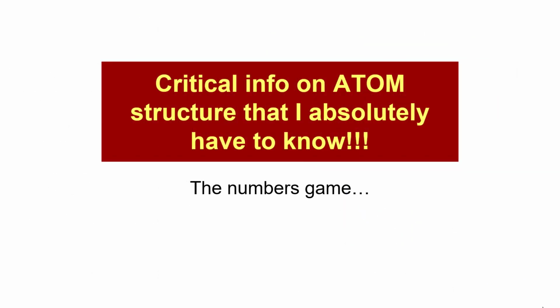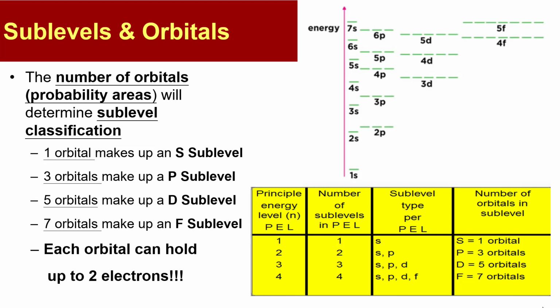I want to lead off this video with some information about the atom and atomic structure that is absolutely critical, and you have to know. It is essentially a numbers game. What you need to understand is that how many orbitals you have, so we're talking about the number of probability areas where you'd find electrons, will determine the class of sublevel. So what we see here is a chart. This chart is important and needs to get copied down.